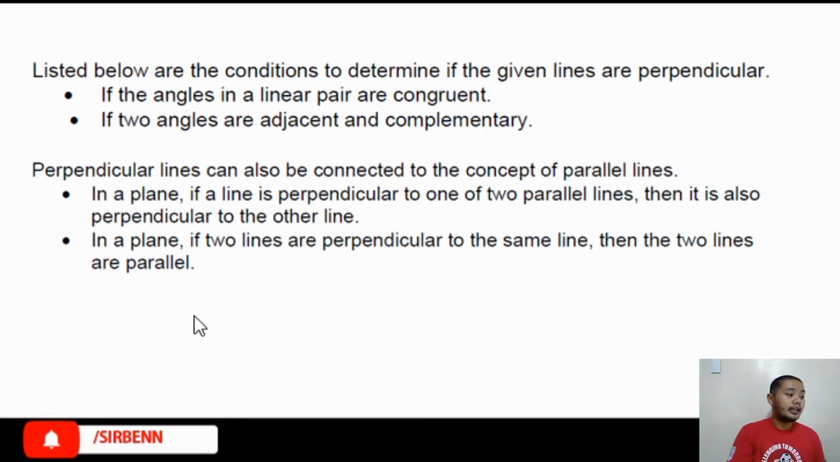Yung pangalawa naman, in a plane, if two lines are perpendicular to the same line, then the two lines are parallel. So first line, second line, both of them are perpendicular to the third line. Therefore, yung first line at saka second line nun, parallel sila. Okay? So, proceed tayo sa mga examples, no?